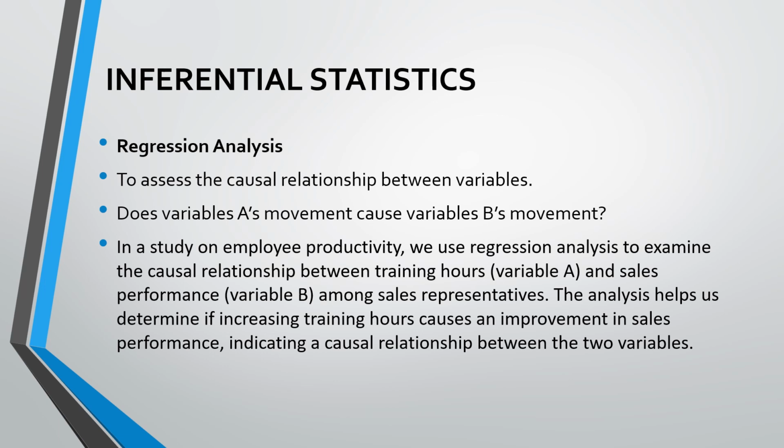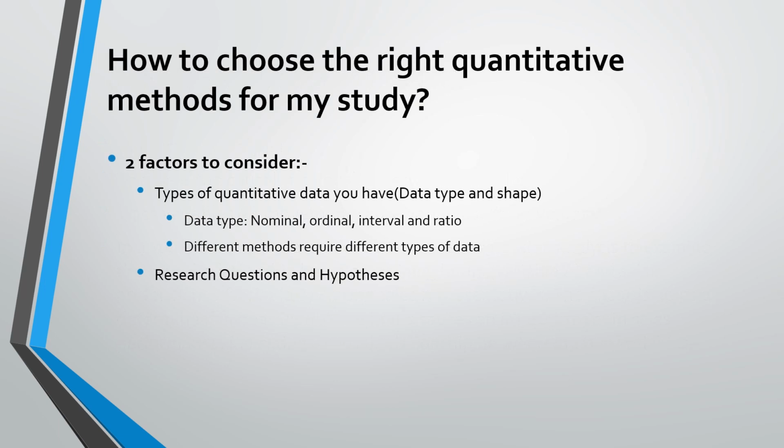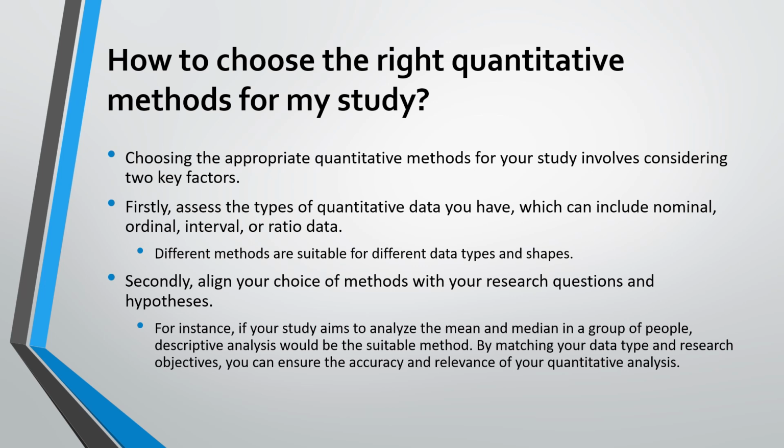How to choose the right quantitative methods for my study. Two factors to consider. Types of quantitative data you have, data type and shape. Data type: nominal, ordinal, interval and ratio. Different methods require different types of data. Research questions and hypotheses.